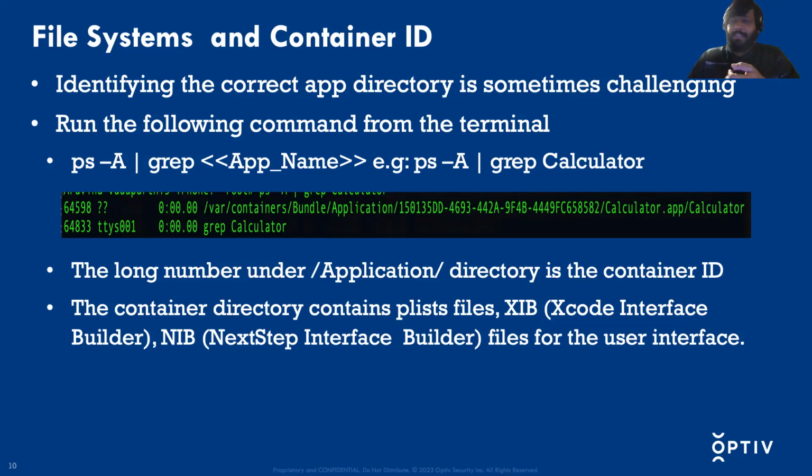The container directory contains not just plist files, but also XIB, which is Xcode Interface Builder, and NIB, which is NeXTSTEP Interface Builder, for the user interface. So for instance, what happens when you click on change password from the iOS application? It shows you that you need to enter the old password, new password, and confirm the new password. These are the user experience and user interface files that are stored in the container directory as XIB and NIB files. The purpose of these files is to provide an easy user interface in the iOS application.